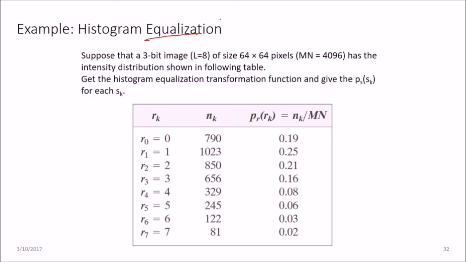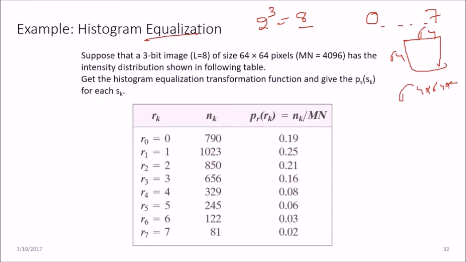So let us take the example of histogram equalization. Suppose that we have a 3-bit image. What does it mean? 3-bit image means 2 to the power 3, that is 8. L is 8 here. We have 8 levels, that means 0 to 7. These are the levels of intensity. The size of the image is 64 by 64 pixels. If you multiply it, we get 4096.